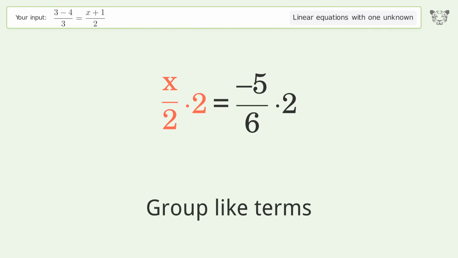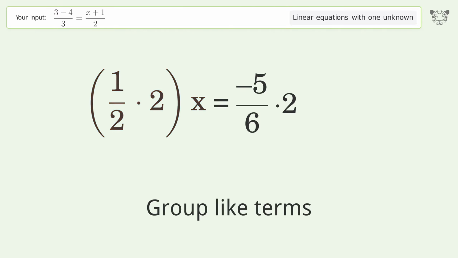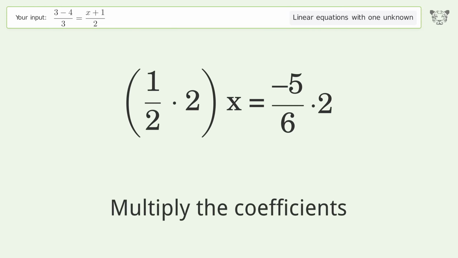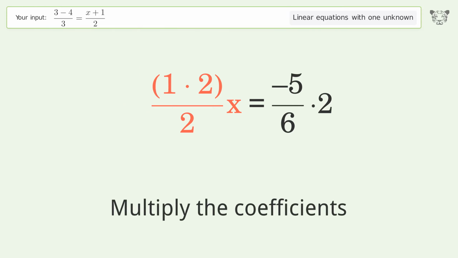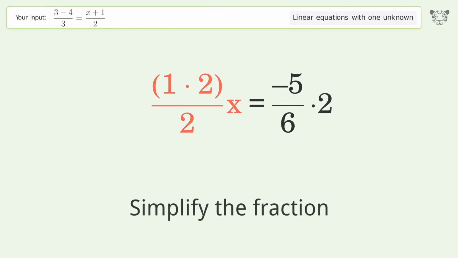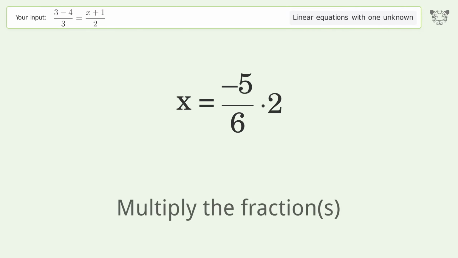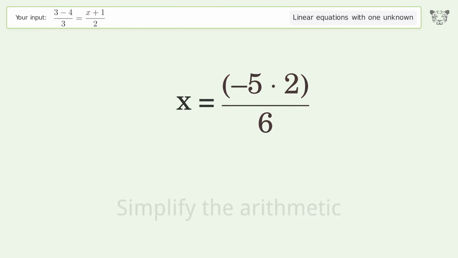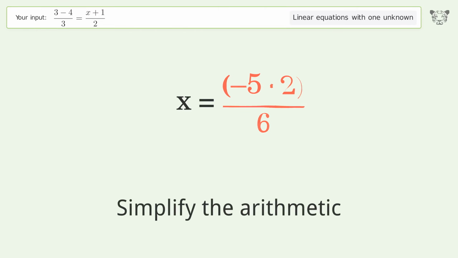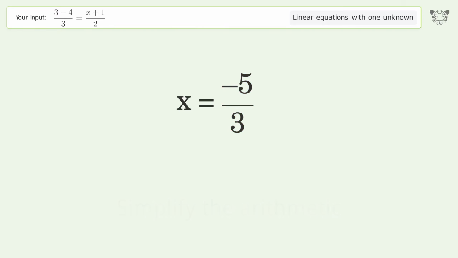Group like terms. Multiply the coefficients. Simplify the fraction. Multiply the fractions. Simplify the arithmetic. And so the final result is x equals -5/3.